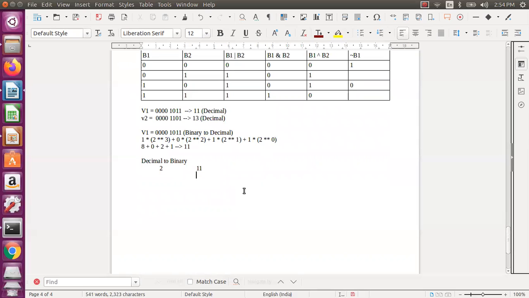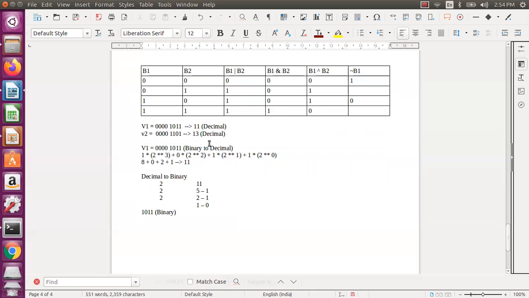Okay, so 2 5s are 10, you have the remainder 1, and then again you divide by 2. So 2 2s are 4, remainder 1. You repeat this until you get a remainder 0 or less than 2. So 2 1s are 2, and then the remainder is 0. If you read this from down to up, it will be 1 0 1 1, which is binary. The same thing you can do for the next number.